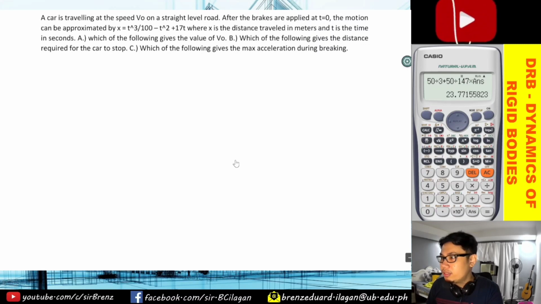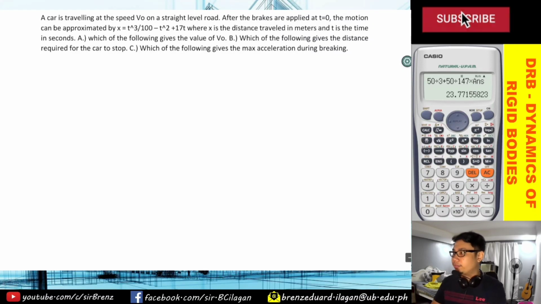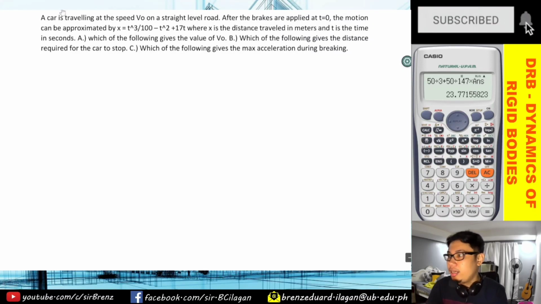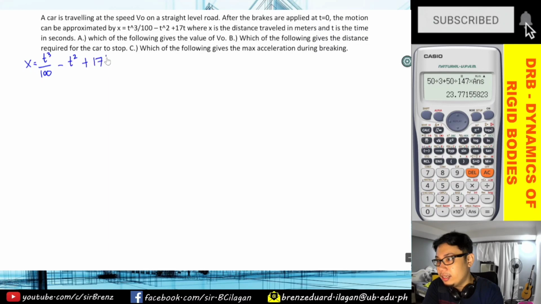Which of the following gives the value of the initial velocity? Letter B, which of the following gives the distance required for the car to stop? And letter C, which of the following gives the maximum acceleration during the braking. Okay, so again, isulat muna natin yung equation mo. So the given equation for this problem, so x is equals to t cubed over 100 minus t squared plus 17t. So for letter A, so ang hinahanap dito is yung velocity.